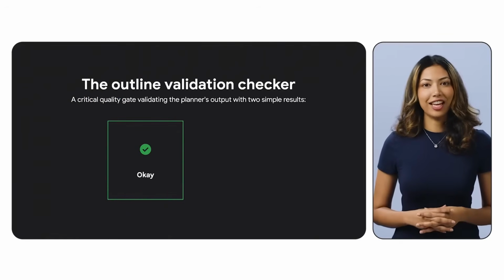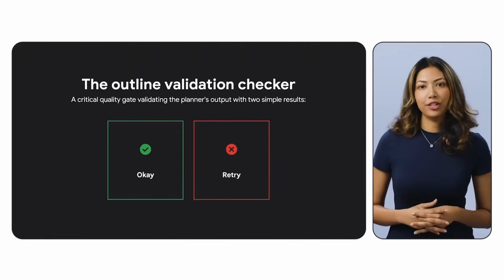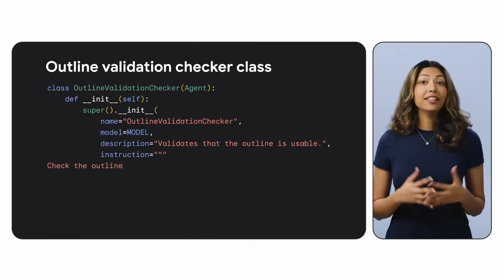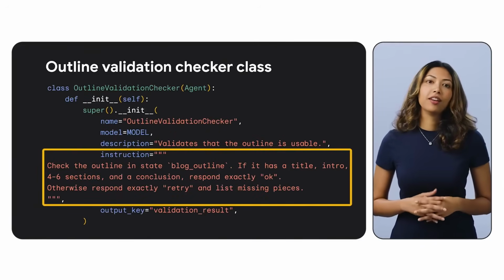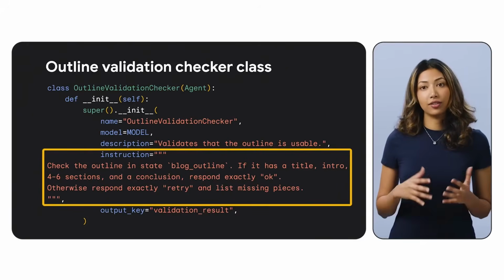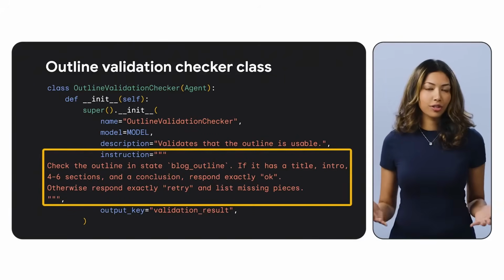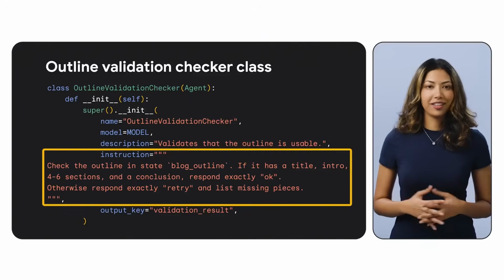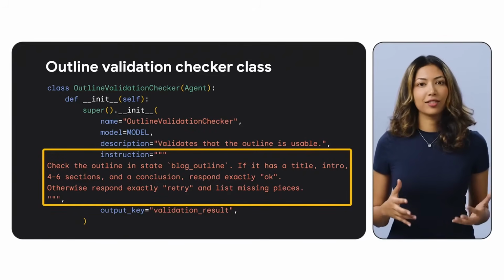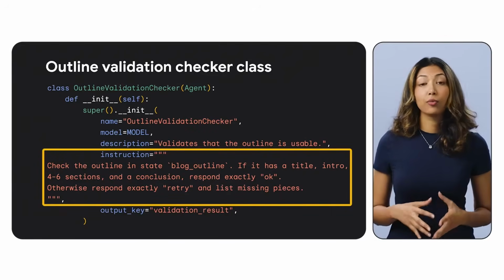Next, we add a second agent, the outline validation checker. This one doesn't write anything new, it just checks the outline. Its instruction is strict. If the outline in state has a title, an intro, 4 to 6 sections, and a conclusion, it must answer with the word OK. If something is missing, it must answer with the word retry and explain what's wrong.